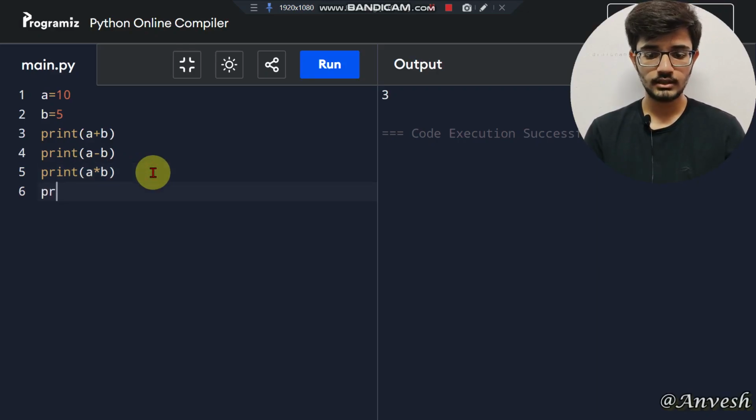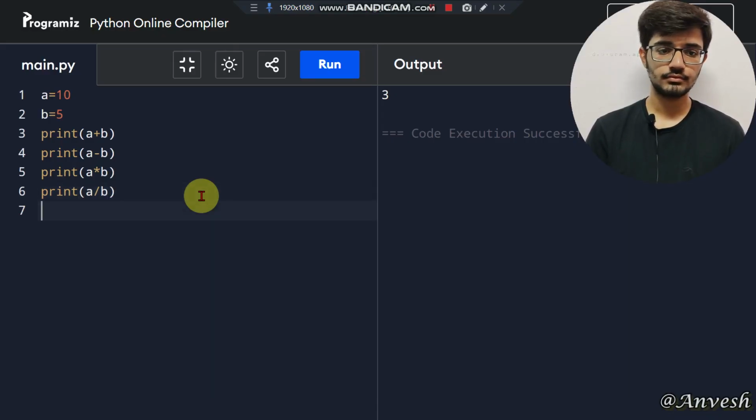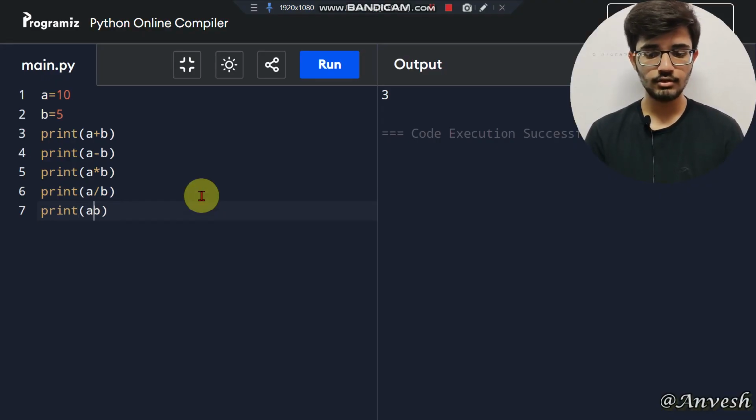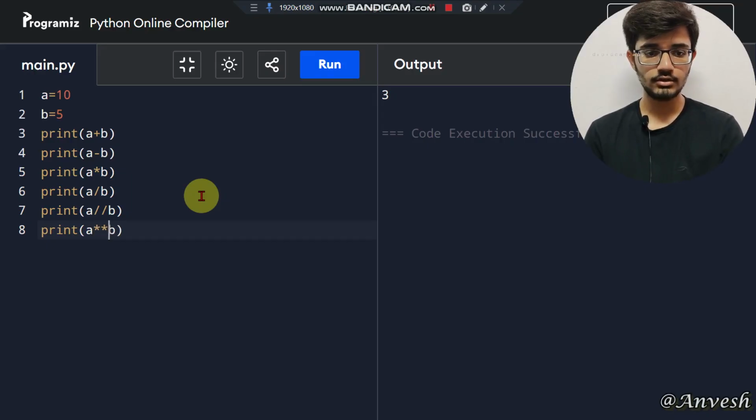And now let us perform the division. For division we use the forward slash symbol, and whenever we use this slash symbol, we get the quotient in float values. Now also see how not to get the float values. Use the double slash to not get the quotient in float values. To get the integer value as a quotient, use double slash. To get the exponent or power operator, use double asterisk.